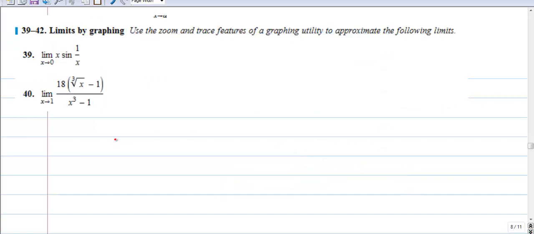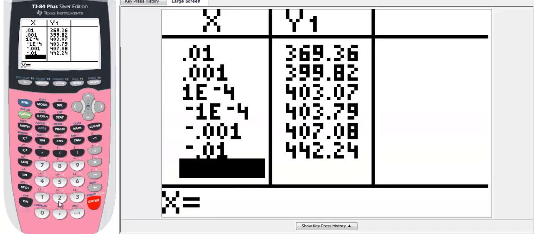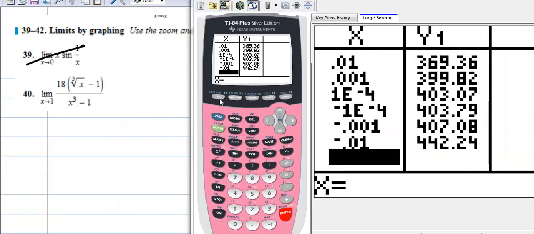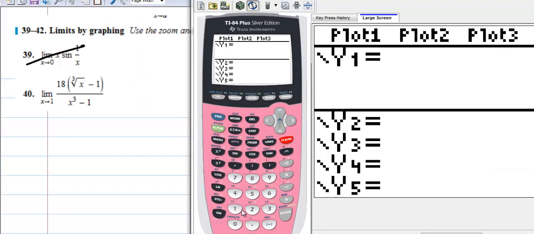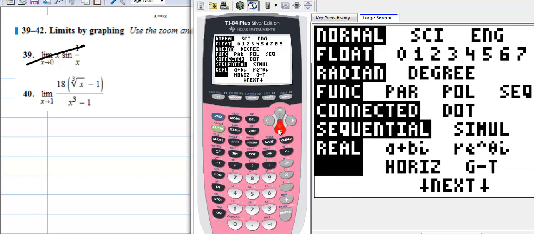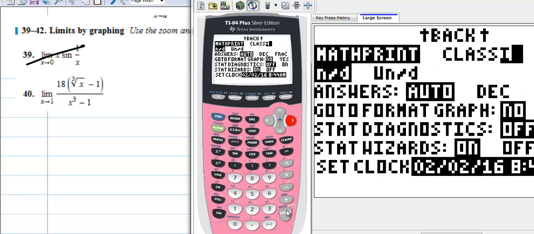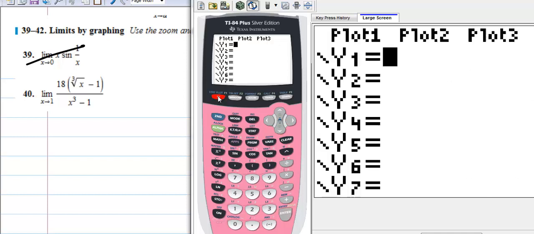The next one says to use the zoom and trace features of the graphing utility to approximate the following limits. So I'm going to do number 40. I'm not going to do number 39. So again, come in here. Let's make that a little smaller. Y equals, let me change my mode back. I'm going to go to the old mode. If you're in the new mode, you could just hit alpha y equals and put in that fraction all nice and pretty. But here, in the old mode, I'm going to have to do this.